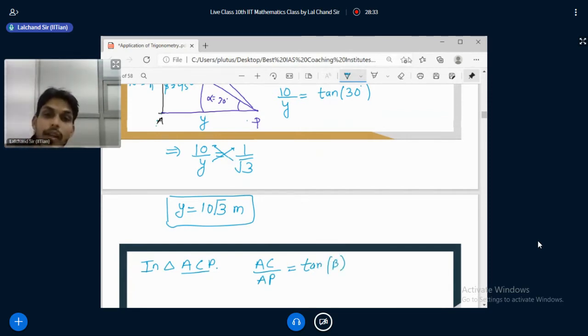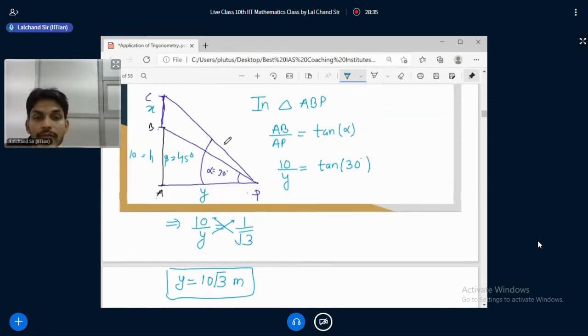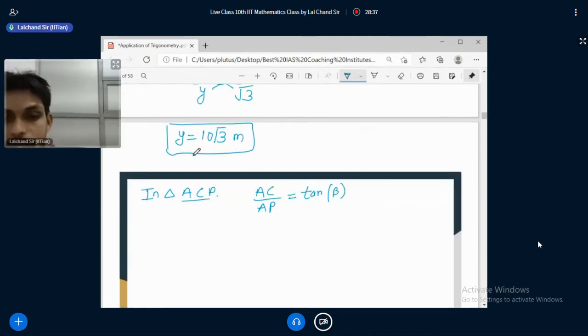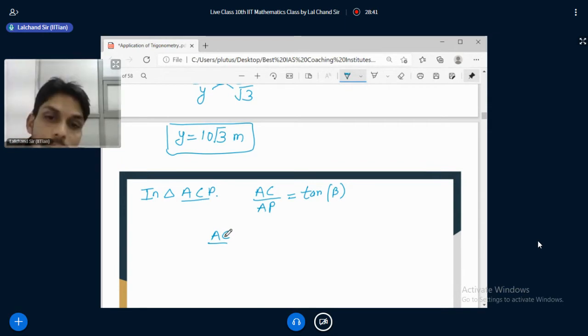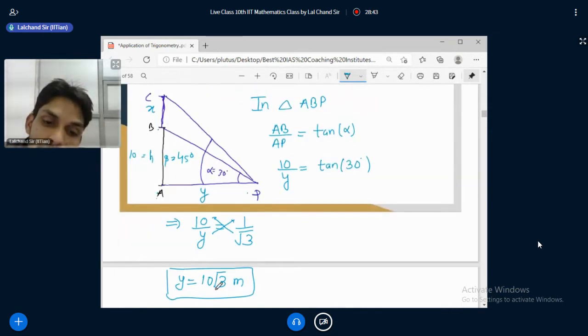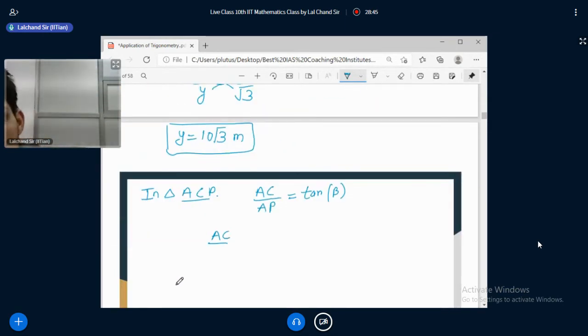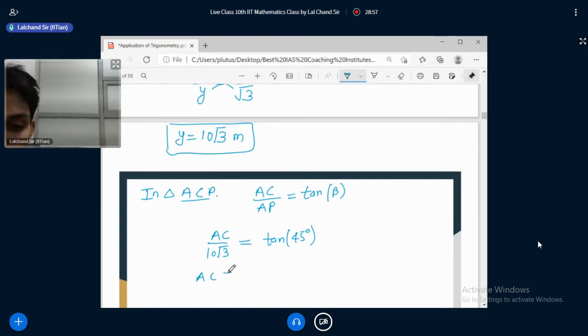Okay. What is the value of beta? Beta is 45 degrees. So we can say AC divided by AP. AP value is y, and y value is 10 root 3. So if we substitute the value 10 root 3 here, and that is equal to tan 45. Okay.